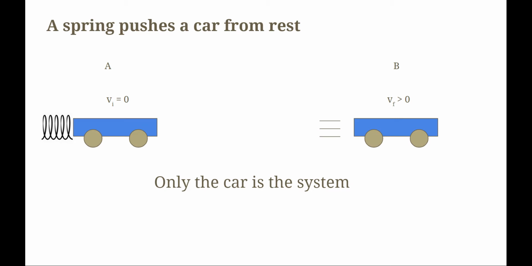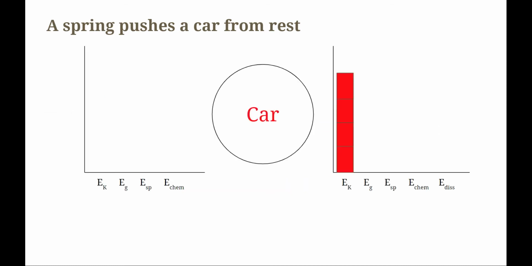We have a spring pushing a car from rest. So our spring is compressed at the start, the car isn't moving, and then at the end, the car is moving. But notice this time, we're saying only the car is the system. In the past, we have always said that, like for this example, we would say the car and the spring are the system, but now we're going to say just the car is the system. So let's take a look at the LOL diagram for just the car.